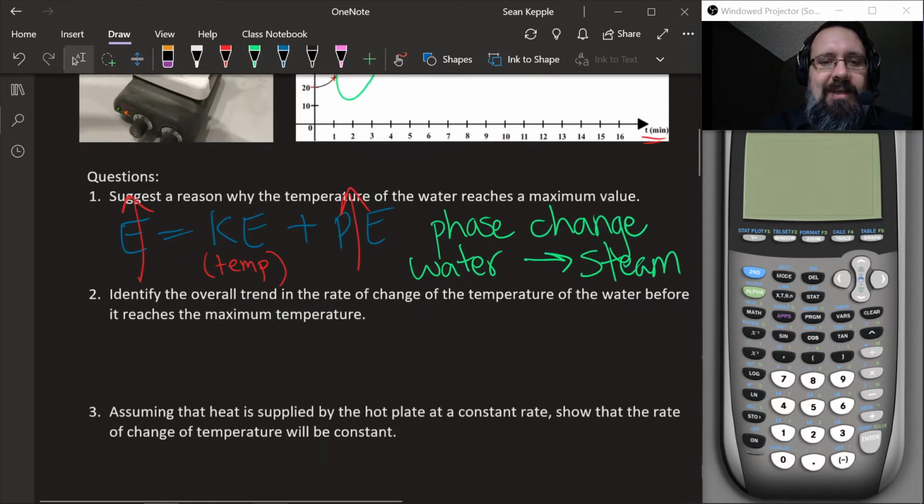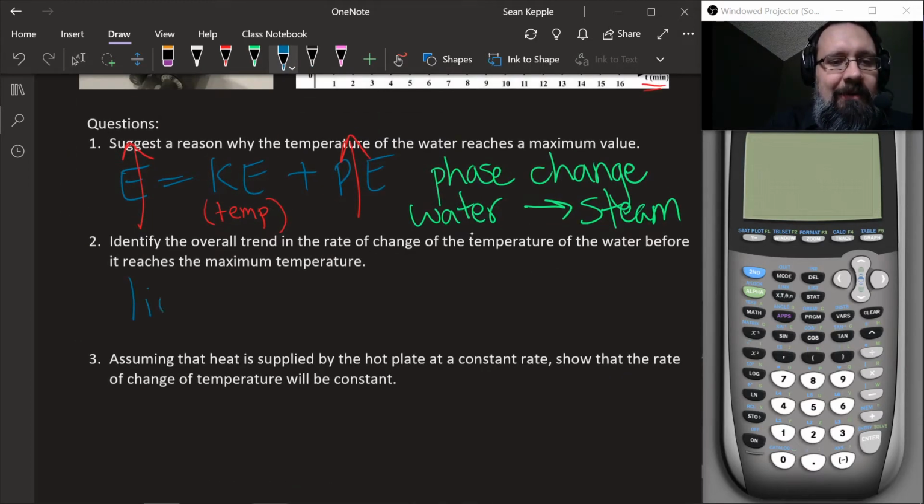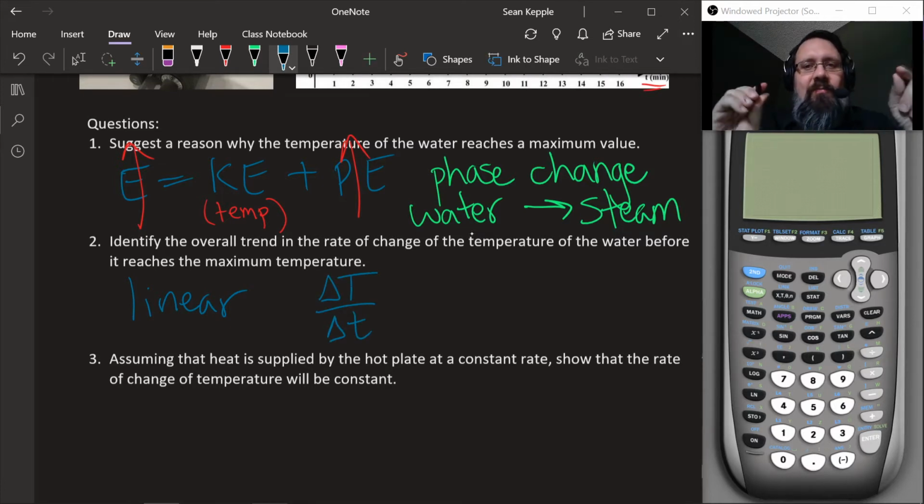So we can say that it's linear, and that the rate of change of temperature, delta T over time, is a constant value.